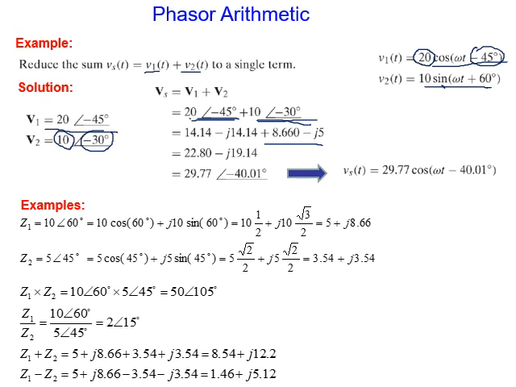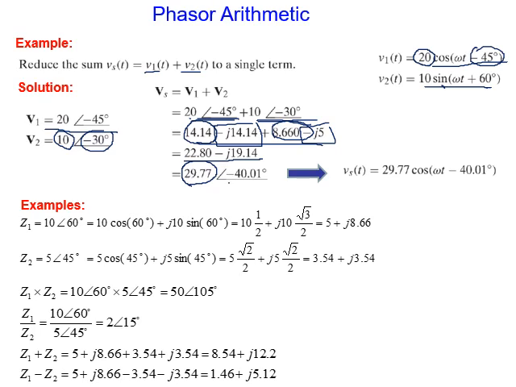Now we have Cartesian. The next step is to add real with real, and imaginary with imaginary. So we go to numbers. These are x and y. Now let's convert back into phasor, because we want the final in phasor form, and then we convert into time domain. To convert this into phasor, we say square root, because this represents z, square root of 22.8 squared plus 19.14 squared.